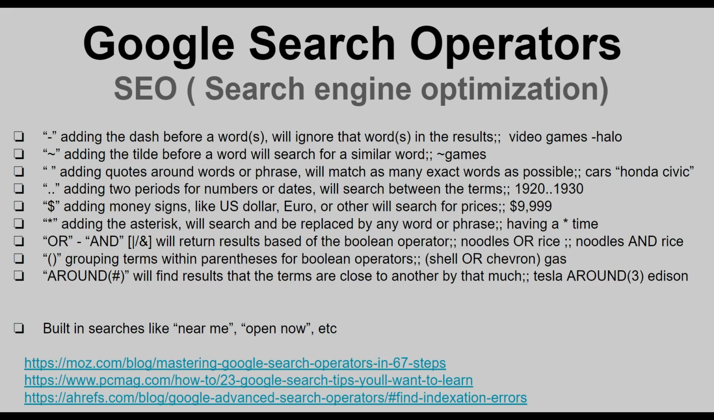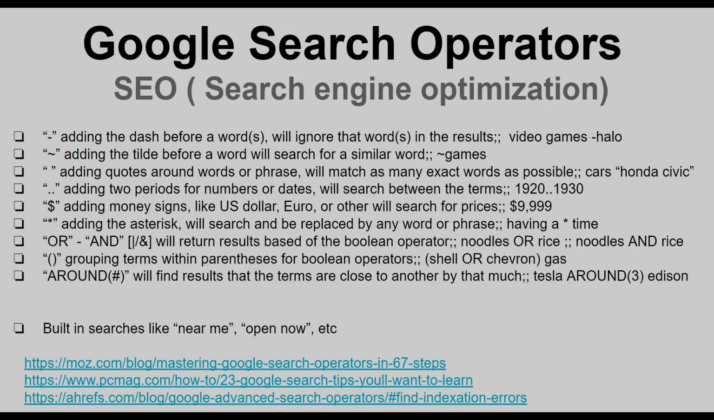Then you can use parentheses to group terms, for like an operator. So maybe you're looking for gas, but you have a gas card or something, so you're specifically looking for a Shell or a Chevron. You can do Shell OR Chevron, and that'll return gas that relates to a Shell or a Chevron.